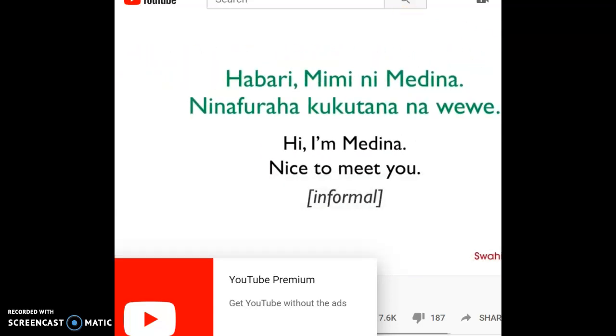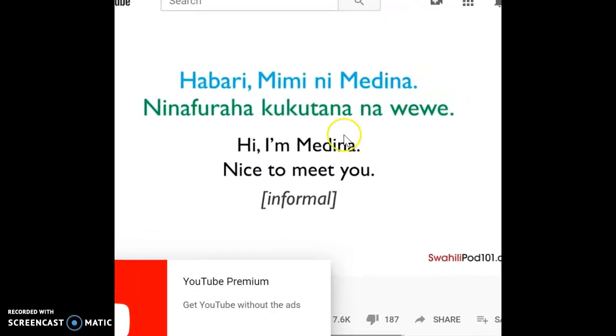Let's break it down. Start with the greeting. Habari, then mimi ni, which is followed by your name. Next, say the phrase, Nina furaha kukutana na wewe. Nice to meet you. All together, it is, Habari, mimi ni Medina.